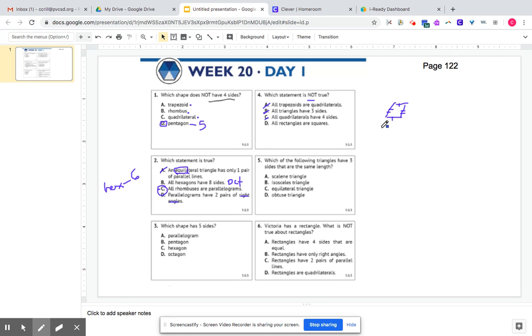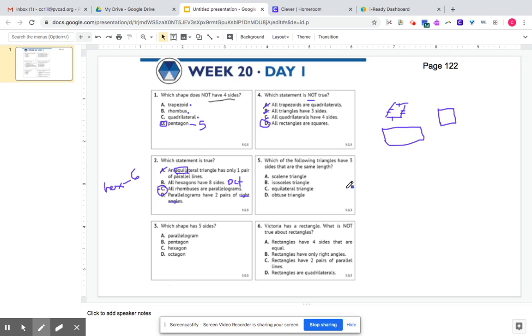All rectangles are squares. Well, if I draw a rectangle here, it's not the best rectangle. That's not a square, but that could be considered a rectangle. So that is not a true statement. Remember, all squares are rectangles because opposite sides are parallel and there's 4 right angles, making that a rectangle.